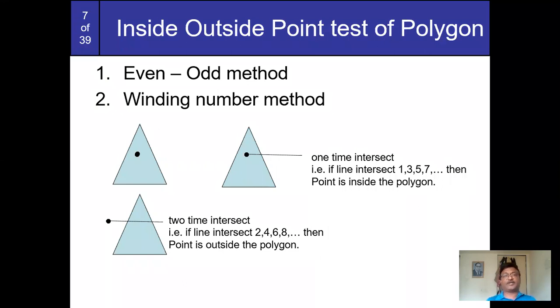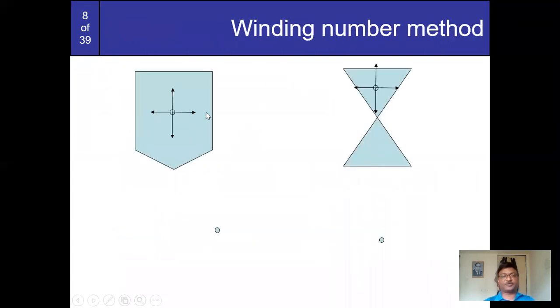Now the next method is the winding number method. In the winding number method, what you can do is trace the point in all directions, meaning x plus, x minus, y plus, y minus. If all these lines intersect the edges, that means it is inside the polygon. Now suppose I have considered this again, and it is going to intersect all the polygon.